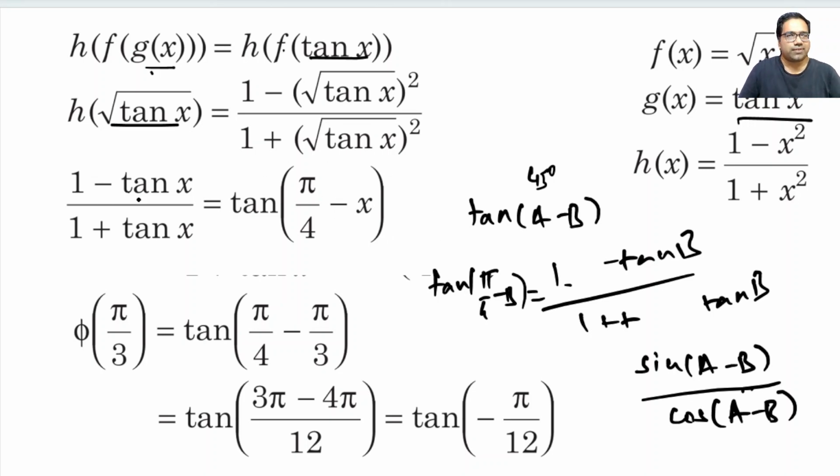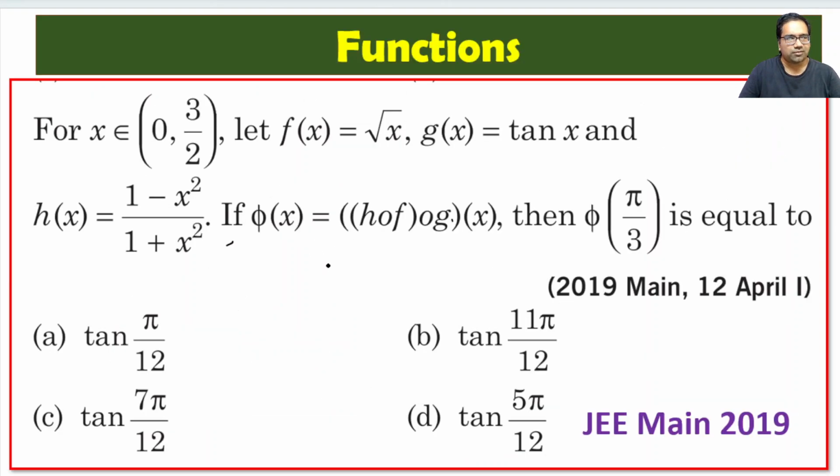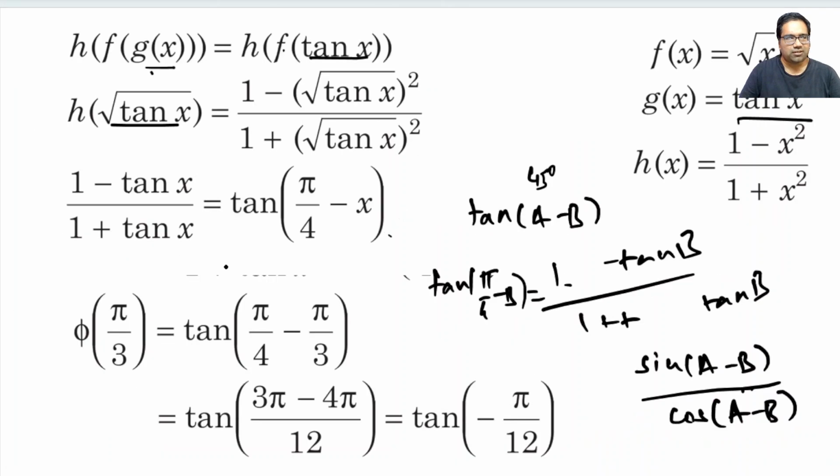Okay, now this we can write as tan of pi by 4 minus x. Basically, what is h of f of g of x? It is equal to tan of pi by 4 minus x. Now, what is the question? The question is, what is h of f of g of x when x is pi by 3? Basically, it is equal to tan of pi by 4 minus pi by 3. So, this is equal to tan of minus pi by 12.